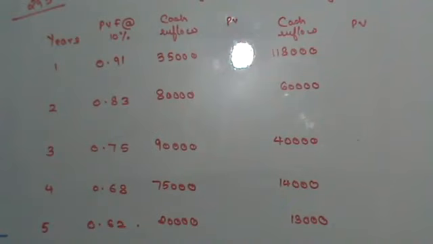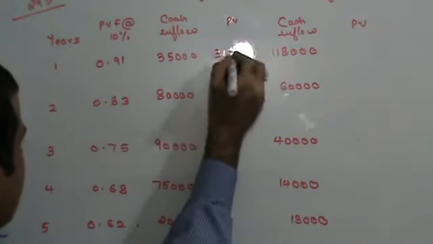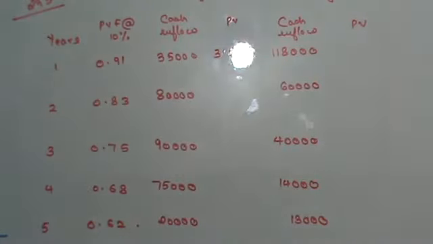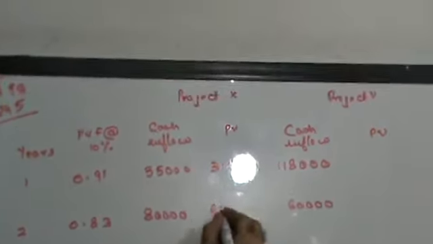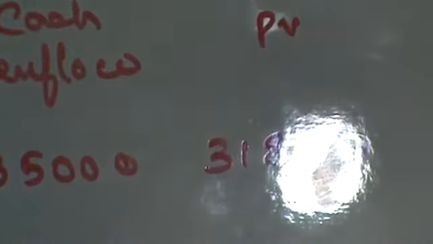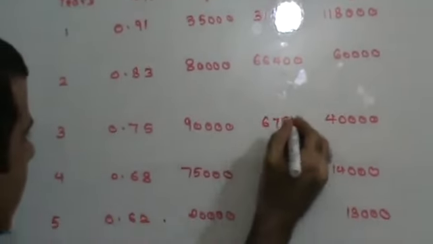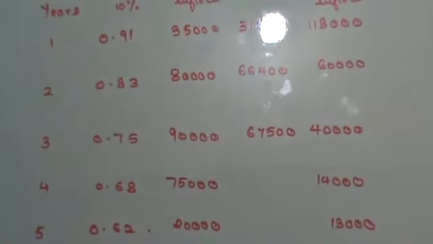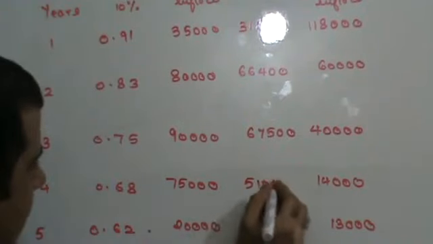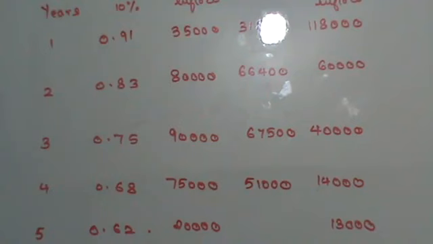Now, very simple, guys. Cash inflow multiplied by present value factor. All you have to do is multiply. So 35,000 into 0.91 is 31,850. Then 80,000 into 0.83 is 66,400. 90,000 into 0.75 is 67,500. 75,000 into 0.68 is 51,000. 20,000 into 0.62 is 12,400.